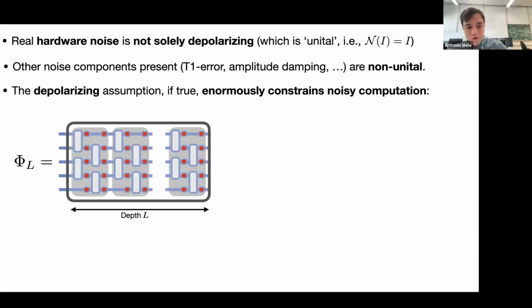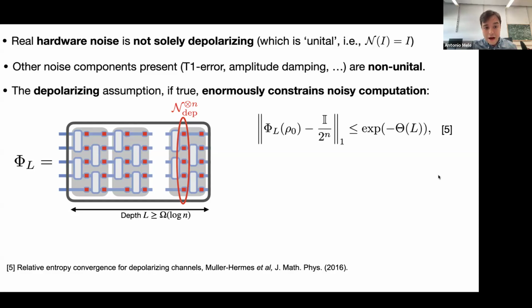Let's consider a quantum circuit of depth L, and we assume that the noise is depolarizing. The red dots here are the symbols that indicate depolarizing noise. We assume that we have a layer of two-qubit gates followed by depolarizing noise, and we have depth L. If the depth is larger than log n, where n is the number of qubits, no matter which gate you use, any state at the output of this circuit will converge exponentially fast to the maximally mixed state.